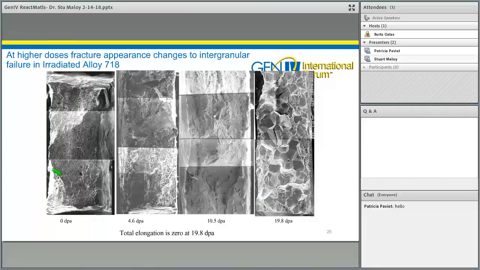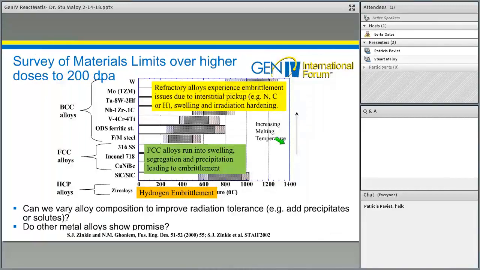In these fracture surfaces, you see fairly ductile fracture at 0 dpa. You see ductile fracture at 4.6, but at 10.5 dpa, you see some areas, as shown here, of flat or brittle type fracture, but most of the fracture is still ductile in that material. But then at 19.8 dpa, there's an abrupt change. I didn't show the stress-strain curve, but this material is actually breaking in the elastic regime and showing intergranular fracture.